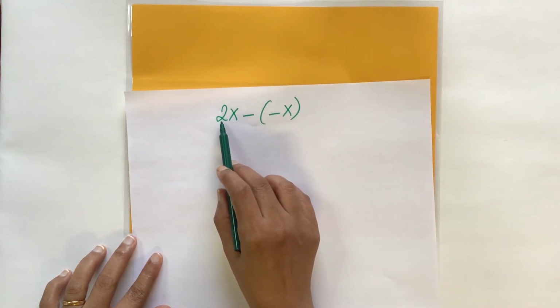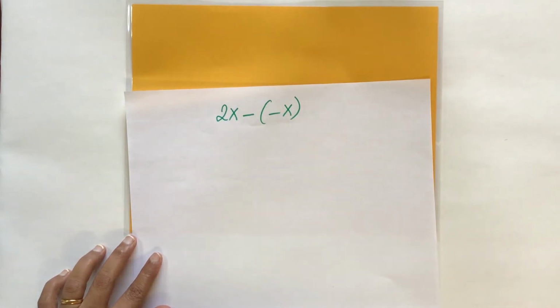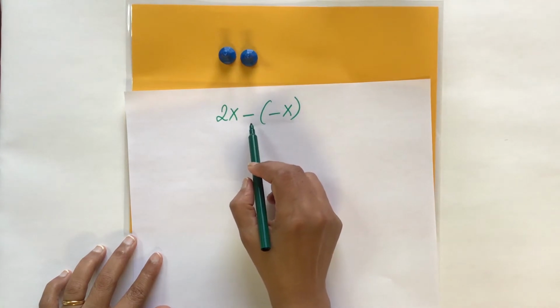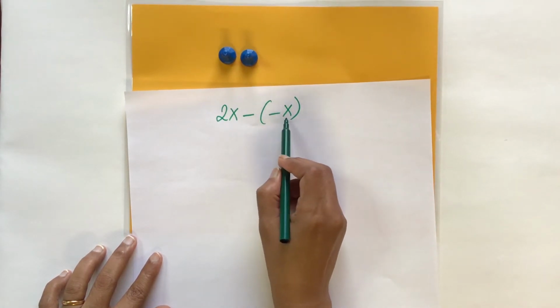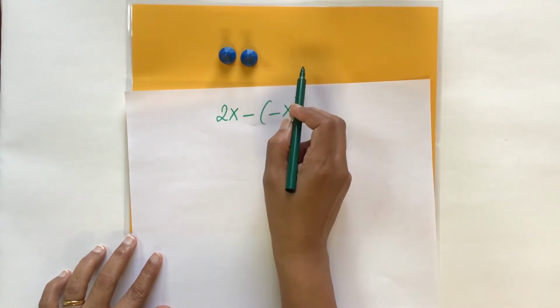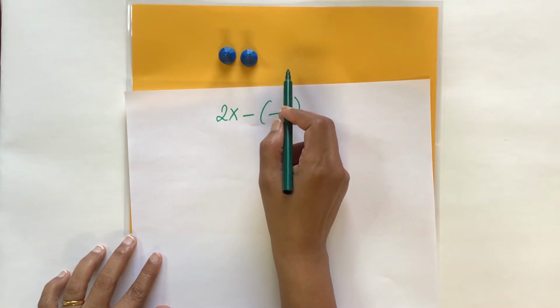To begin with, start with the 2x. We use the blue pawn to represent the 2x. Now, as you can see, we need to subtract a negative x. We do not have a negative x in this place, so it's not easy to remove something that we don't have.